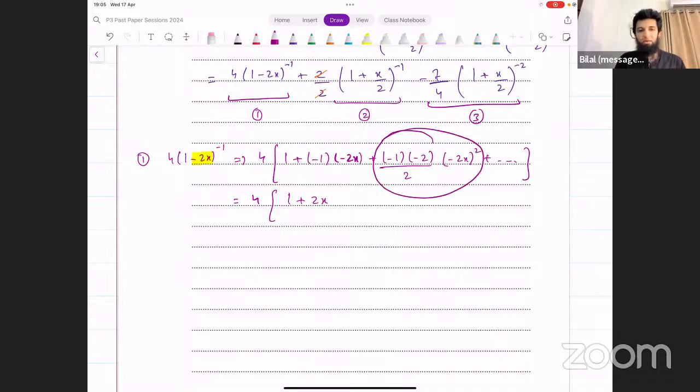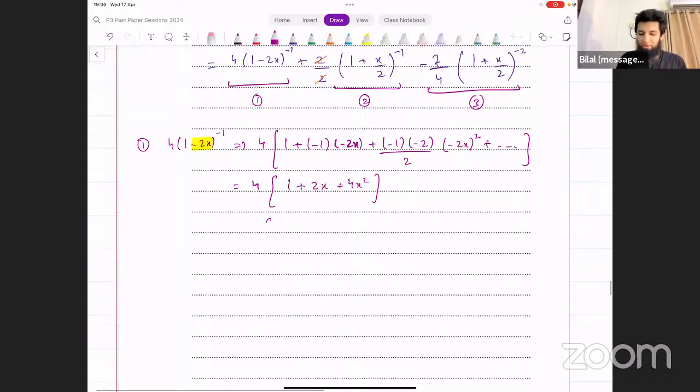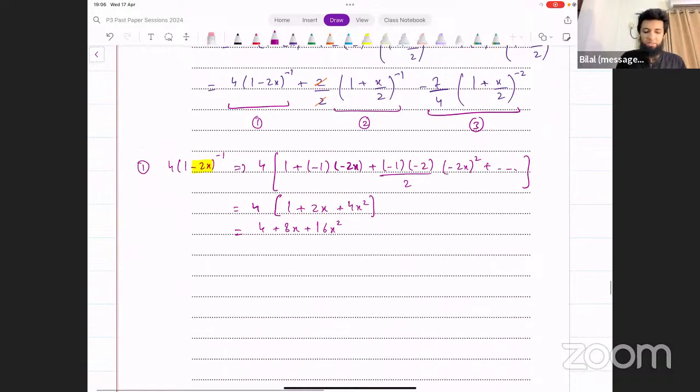Put this whole thing in your calculator. In place of x, put 1. You can put this whole thing in your calculator if you can't do it mentally. This is very straightforward, but sometimes you get something more complicated. In this case, this is just going to be plus 4x squared. Now you multiply 4 inside and see what that gives you. This is 4 plus 8x plus 16x squared. This is our first expansion.